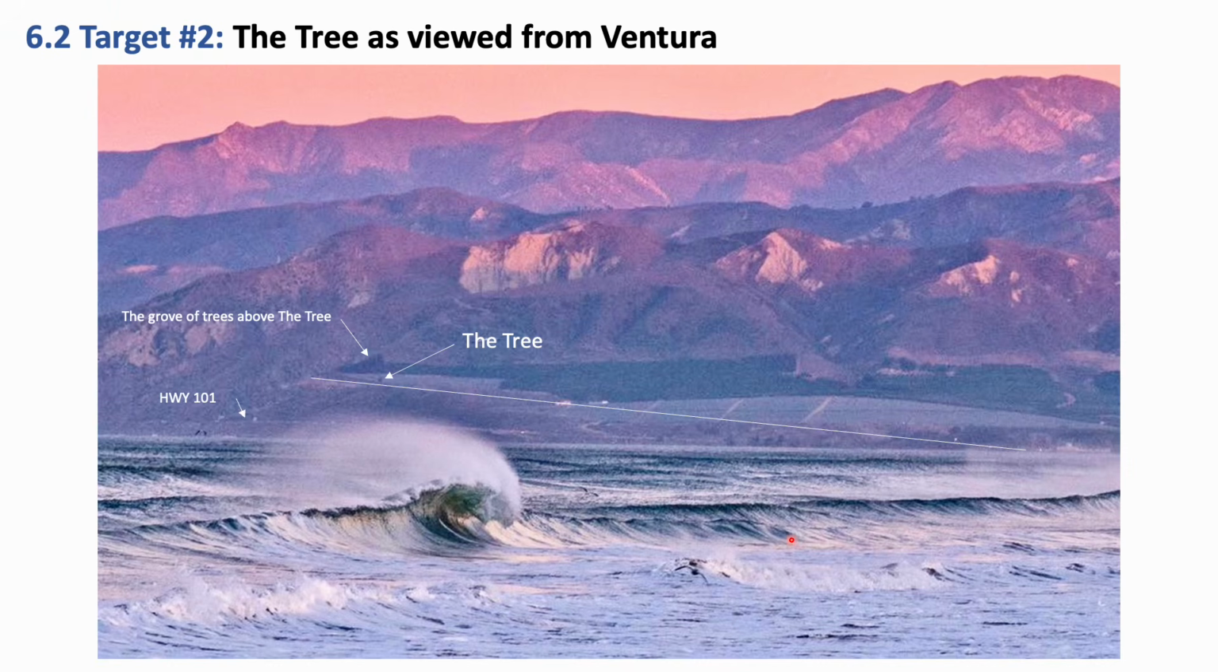Here's another shot of the tree taken from Ventura by Brent Flatten. Yeah, I love the name, right? I just like it because there's surf in the picture, but the tree's on this ridge above Highway 101 down here, and this is Taylor Ranch. That's the grove here. Yeah, beautiful picture.